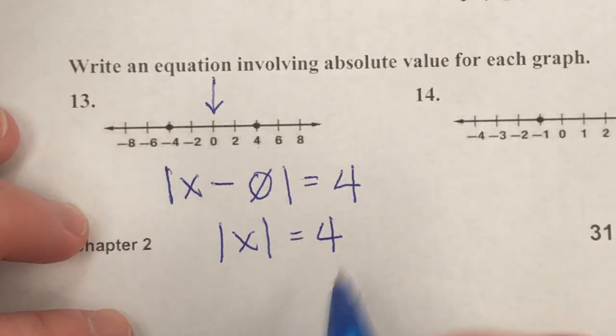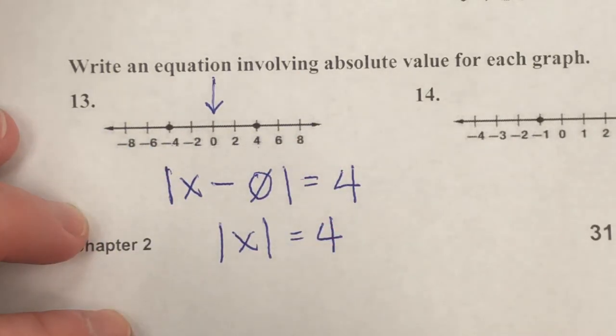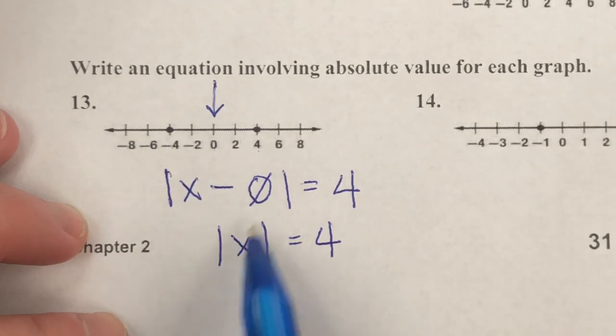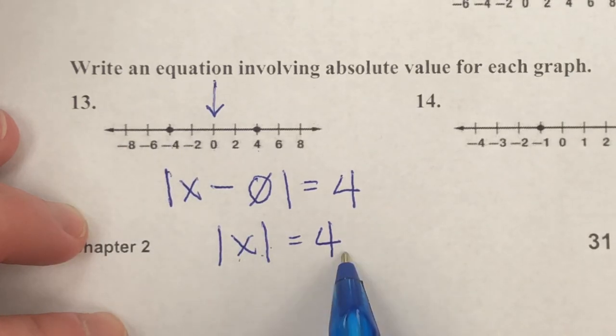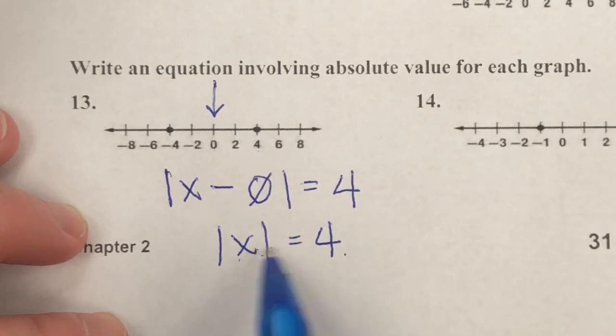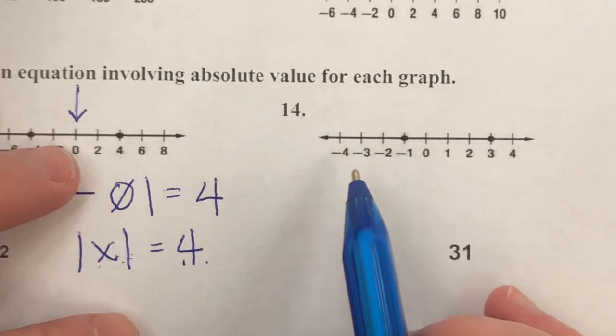So once I get my final answer, this is my equation that represents this graph, make sure it works. If I put negative 4 in for x, does the absolute value of negative 4 equal positive 4? Yes, it does. What about positive 4? Is the absolute value of positive 4 equal to 4? Yes, it works. So that's all we're doing. So let's do number 14 here.